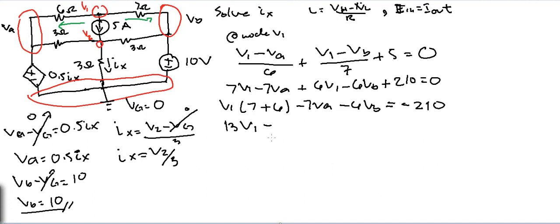Now, we have 7 times 0.5 times V2 over 3. Right? Just check, we have 6 again. VB is 10. We have 10 here, we have negative 210.